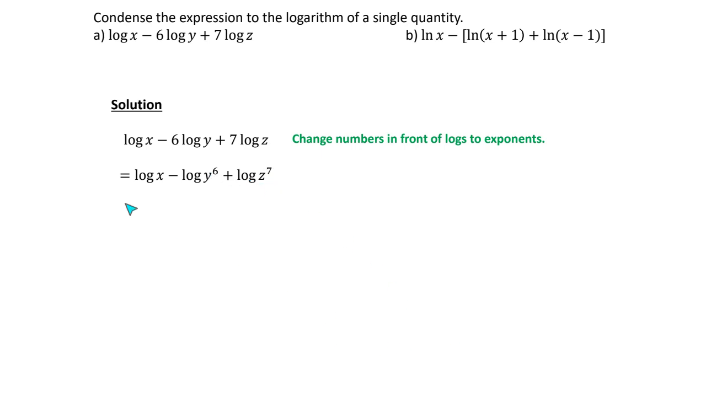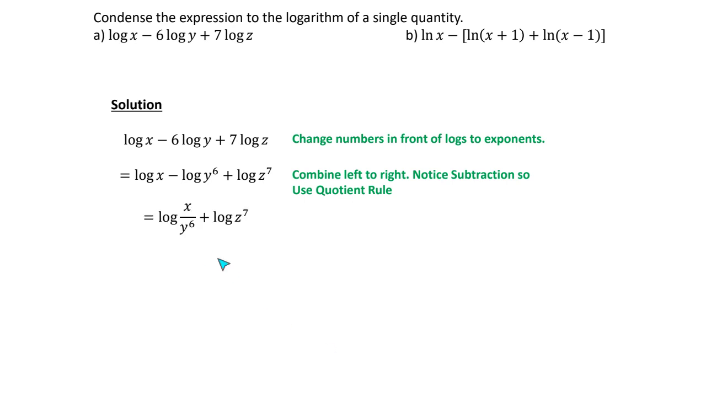And now I have log x minus log y to the 6. Since they're being subtracted, I can write them as division using the quotient rule. So now I have log of x divided by y to the 6. And now these are being added, so we're going to combine them using the product rule, which means to multiply. Since we have addition, now we multiply. So we have x over y to the 6 times z to the 7th. We can simplify, and we end up with x times z to the 7th divided by y to the 6.